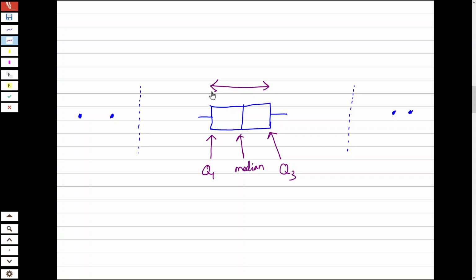See this arrow here? What have I represented with that arrow? Not quite the range. The range is different. The range is the maximum minus the minimum, and the maximum is out here. But it's very close to the range. We just need to add a couple of words before it.